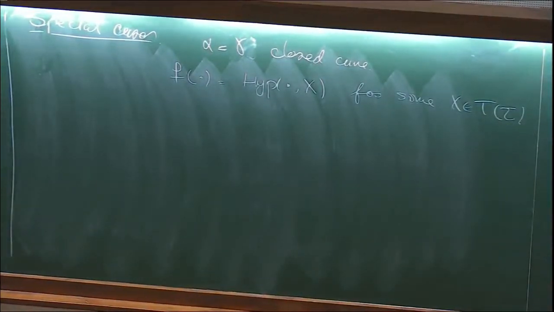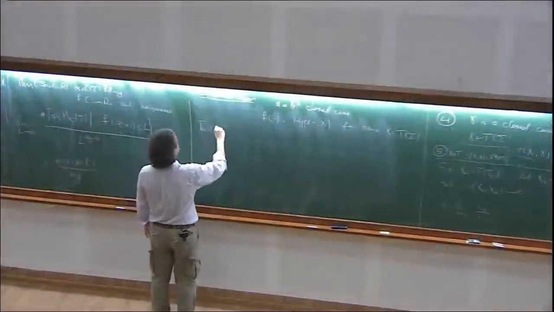Then what does this turn into? So my f is a hyperbolic length and alpha is a curve. So this phi of alpha is all the curves in the fixed homeomorphism class, and this counts the number of curves that have length less than L.